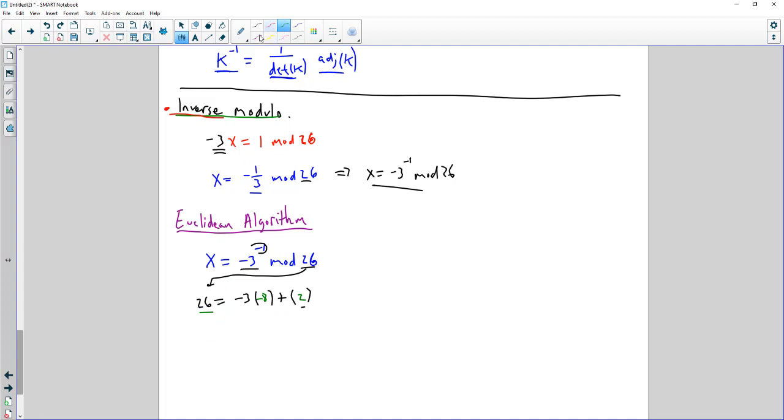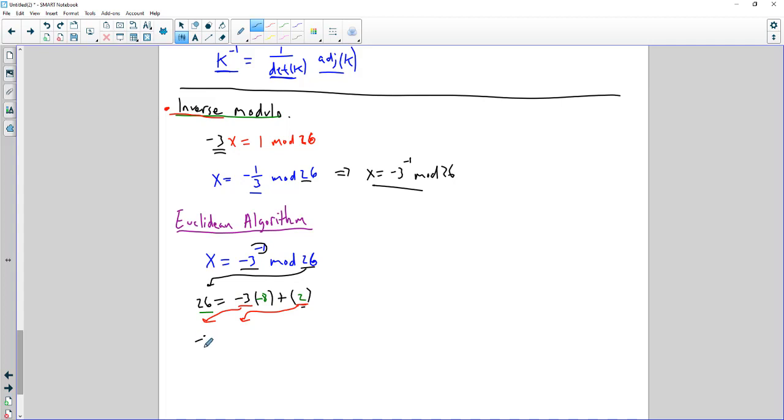Okay, fair enough. So here's the thing. The Euclidean algorithm tells me to take this and move it over here, and then take your remainder and move it into the place that the -3 used to be. And this is the process we keep using.